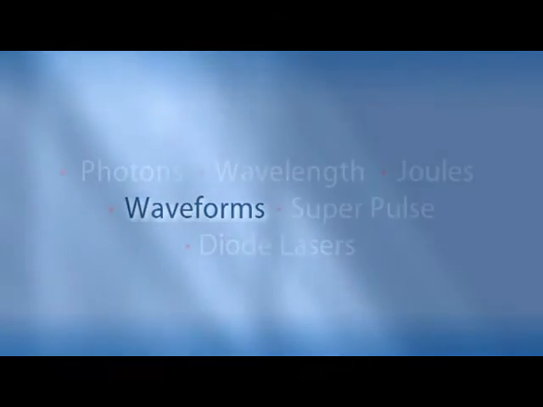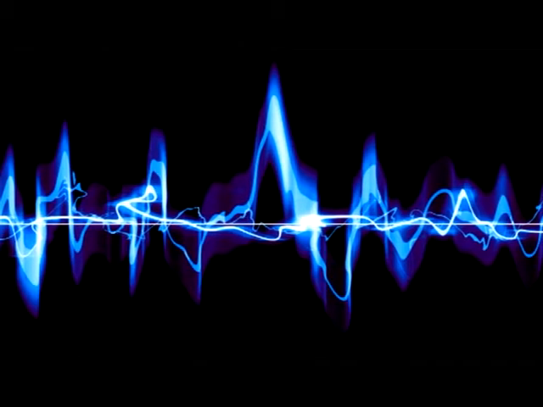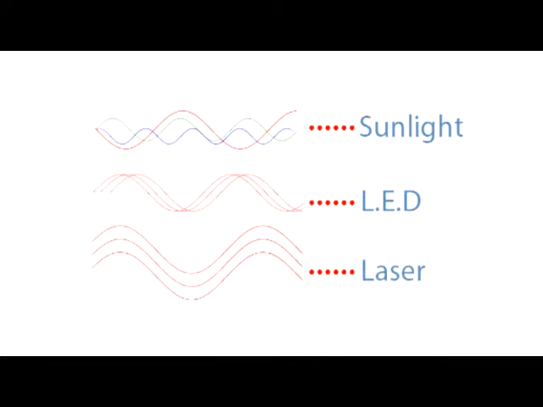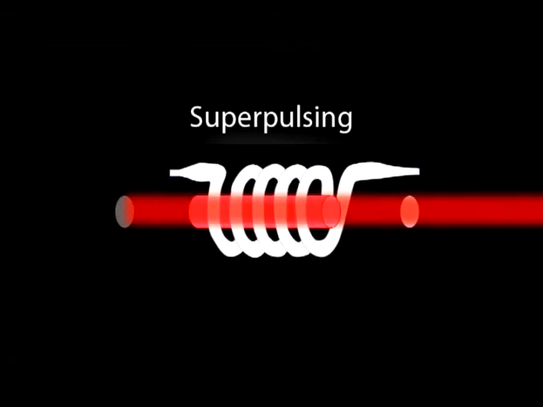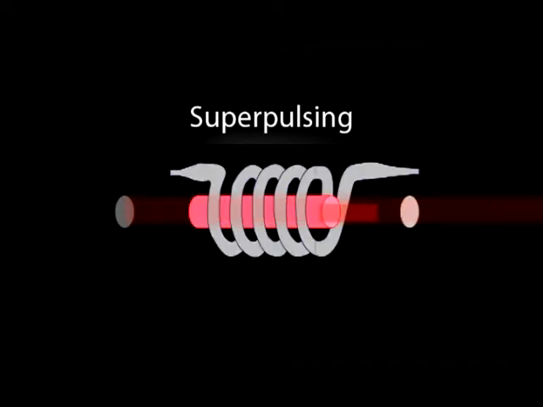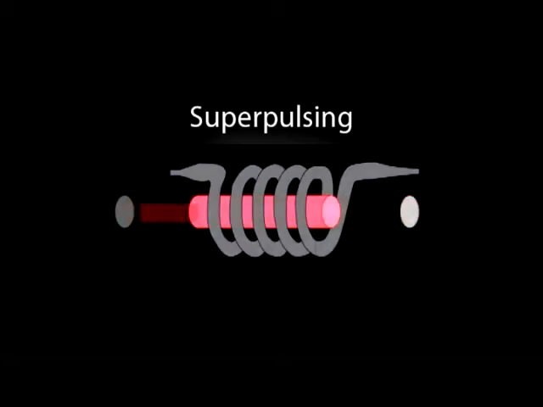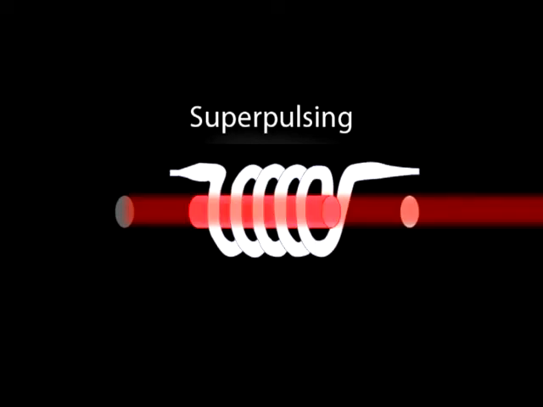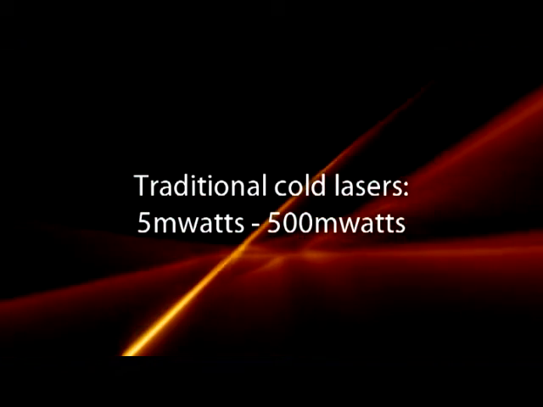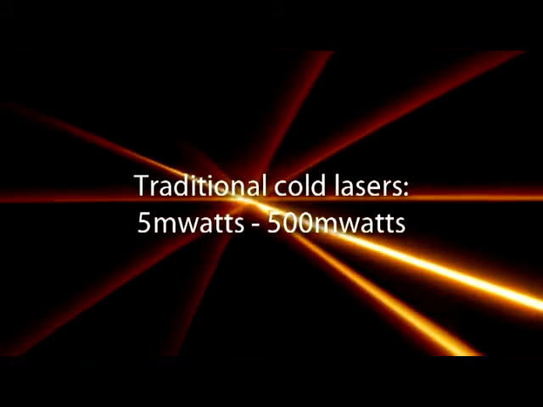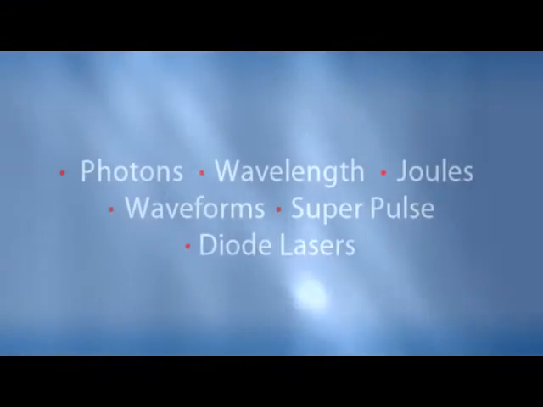Waveforms. The word waveform refers to the shape and form of a wave. The waveforms of photons emitted by different sources of light are varied. Superpulse. Superpulsing is a technique used that allows a laser to penetrate deeper into the body than a laser of the same wavelength that is not superpulsed but has the same average output power. Traditionally, cold lasers deliver photonic energy that ranges in power from 5 milliwatts to 500 milliwatts.